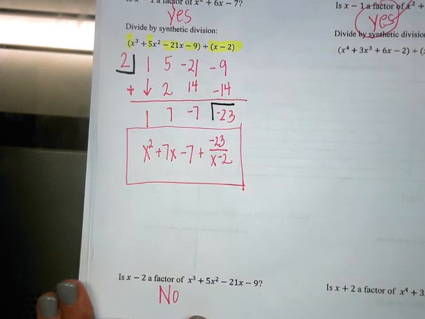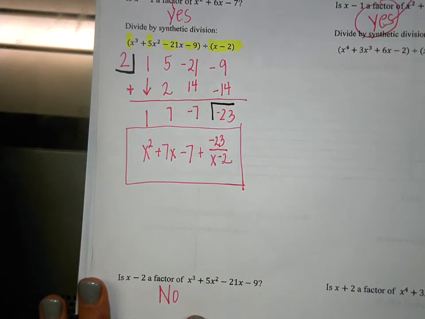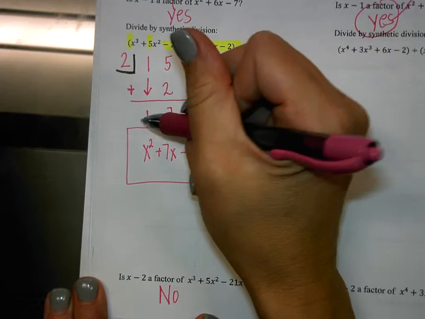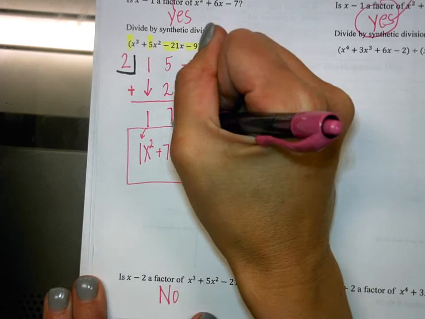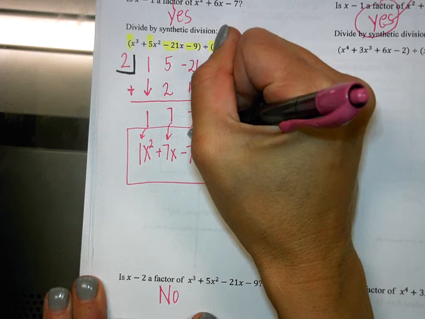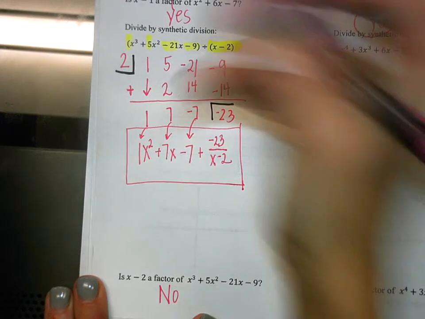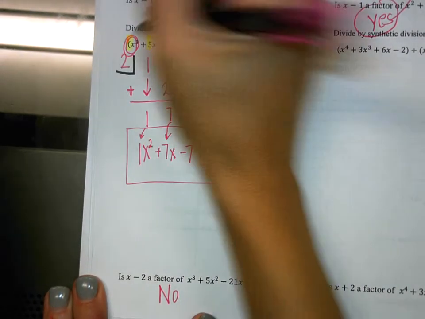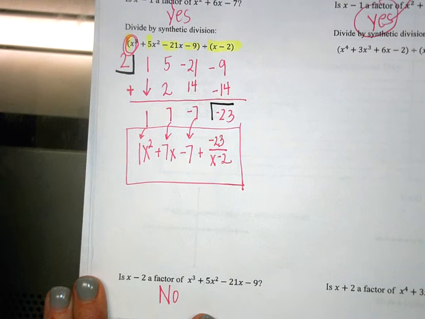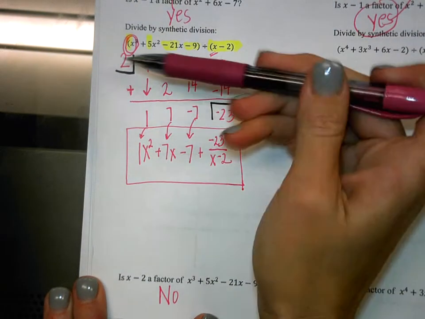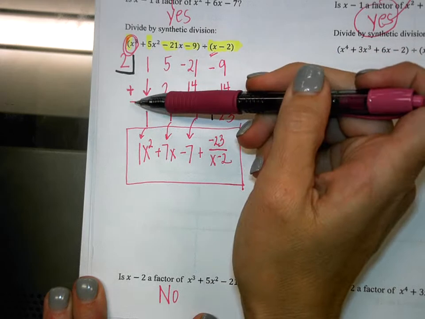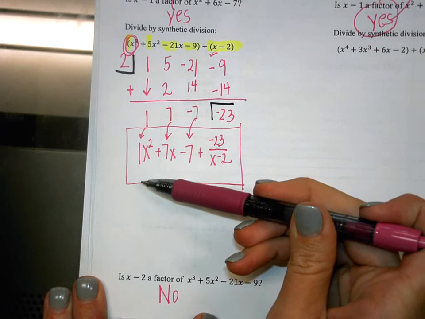Question? How did you get the x squared and the 7x? So these right here are the coefficients. This one is that one. This 7 is that 7. This one is this one. Okay? Since the problem was starting with an x cubed and we were dividing out an x, you would go down 1 from your highest exponent. And that's how I got to x squared.